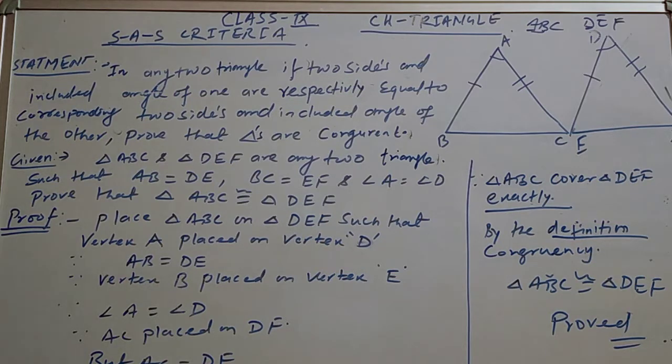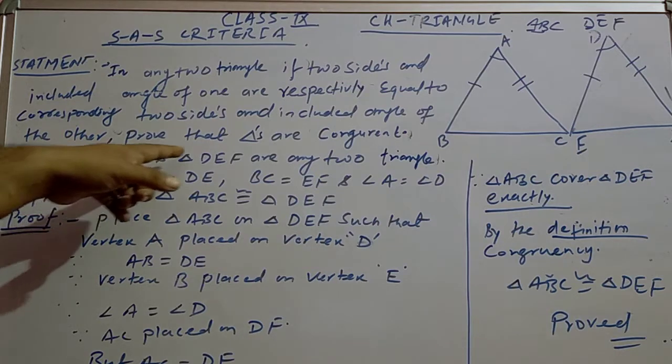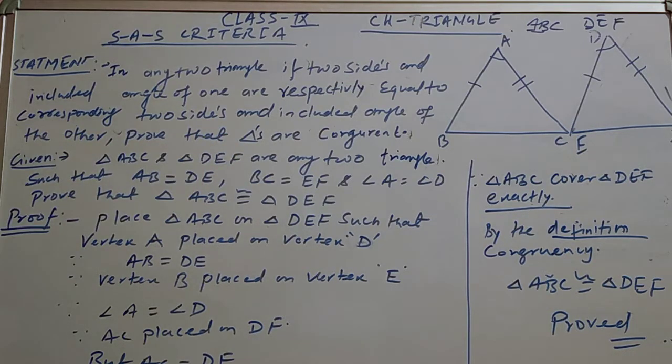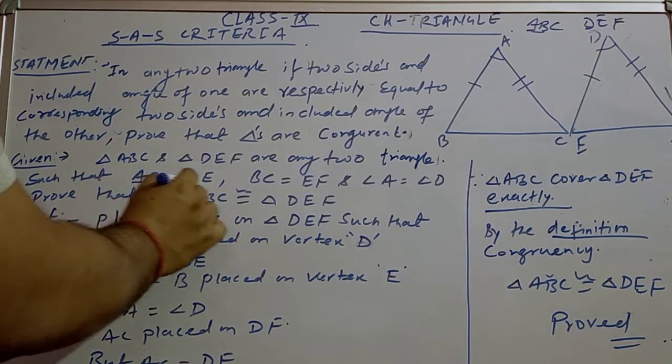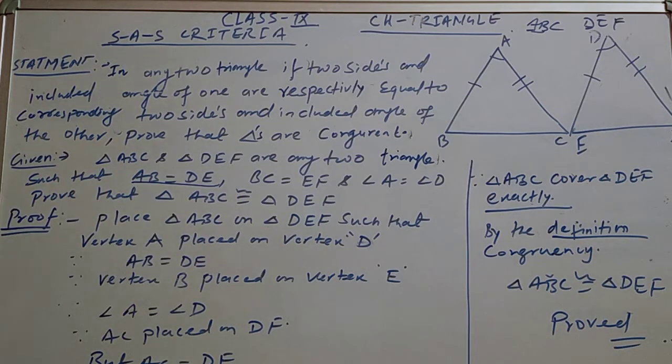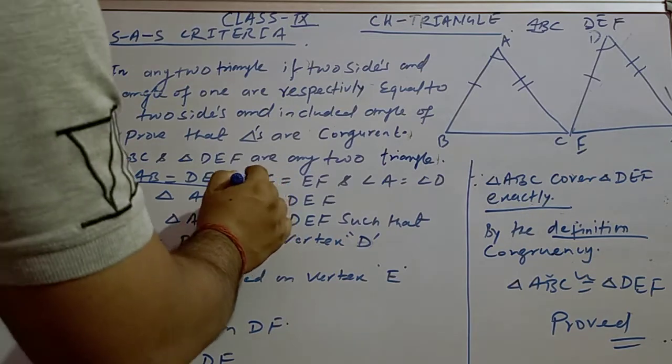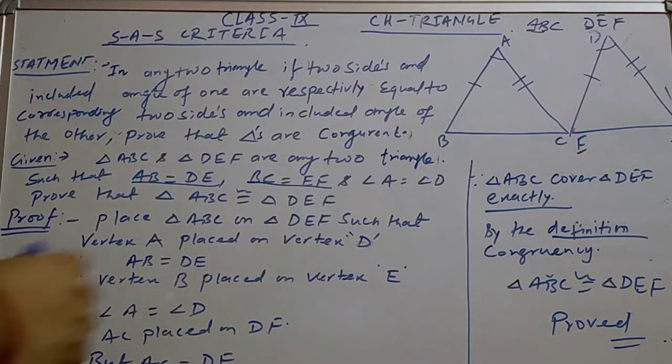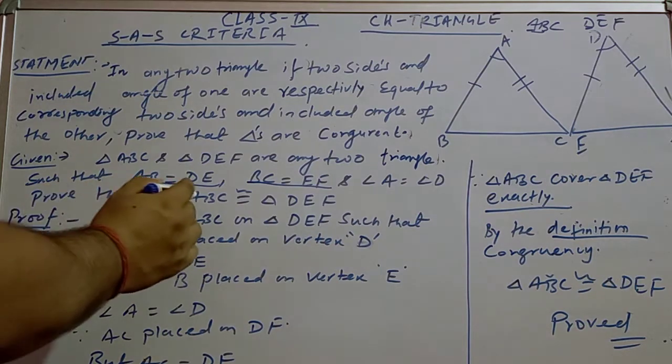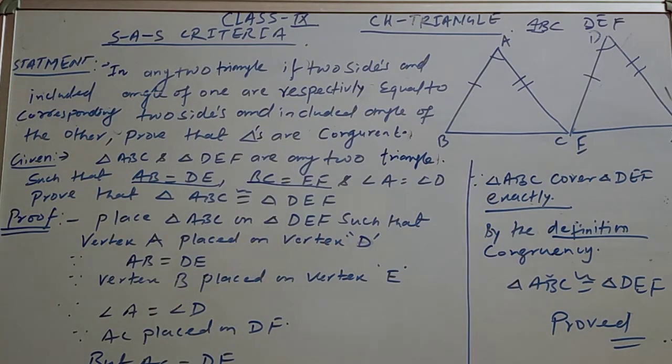So again students, what is given here? Here given that triangles ABC and DEF are two triangles such that side AB is equal to DE, side AC is equal to DF and angle A is equal to angle D. Prove that triangle ABC is congruent to triangle DEF. So how will you prove? So by the definition of congruency you prove. What do you mean by congruent?